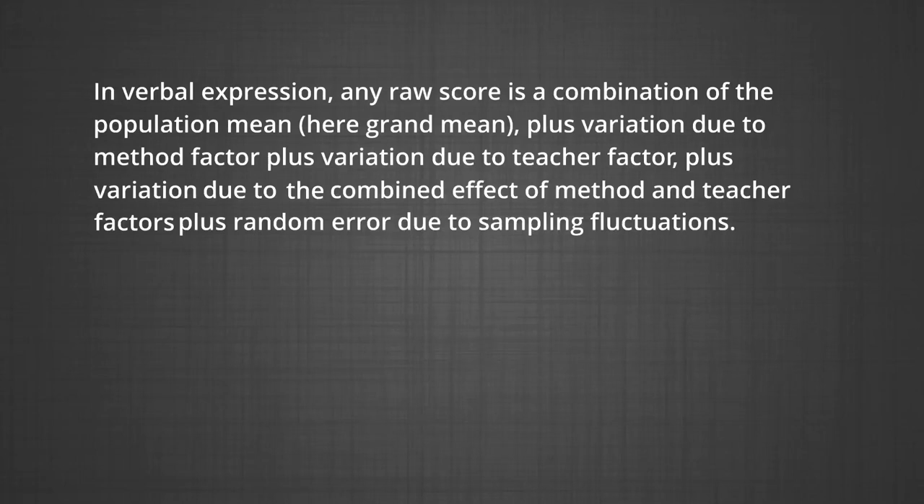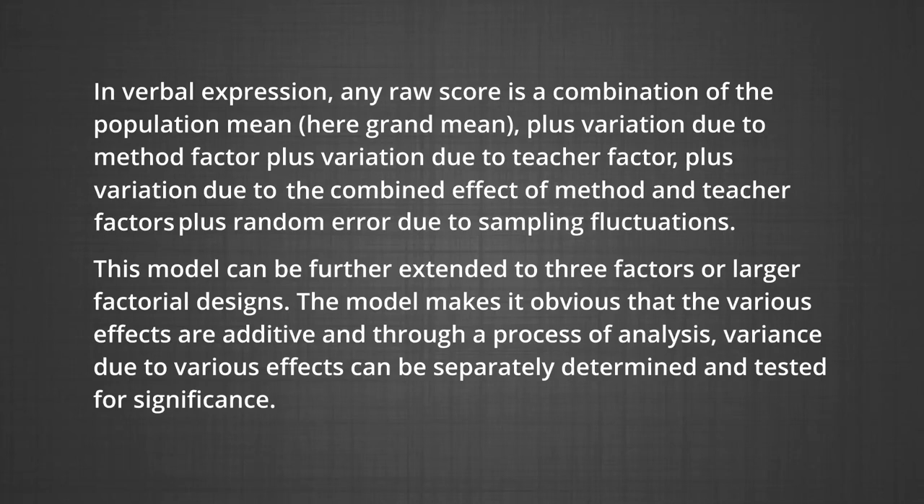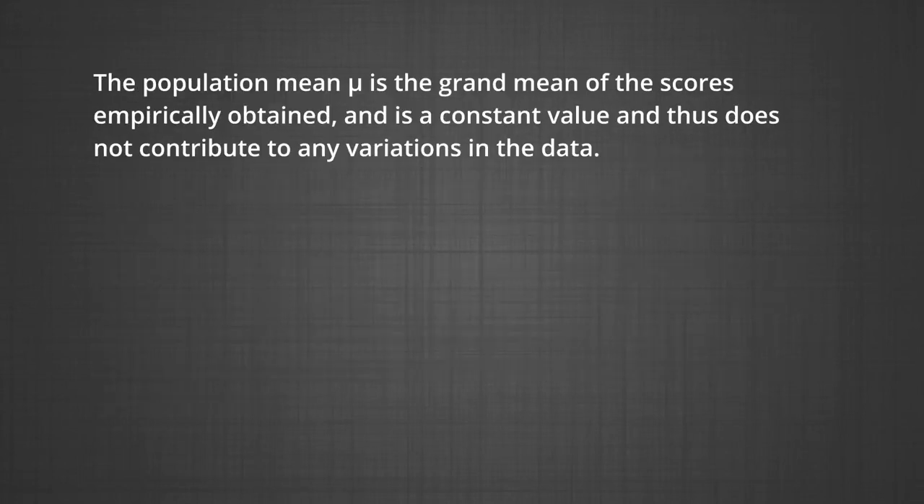In verbal expression, any raw score is a combination of the population mean, here the grand mean, plus variation due to the method factor, plus variation due to the teacher factor, plus variation due to the combined effect of method and teacher factors, plus random error due to sampling fluctuations. This model can be further extended to three factors or larger factorial designs. The model makes it obvious that the various effects are additive, and through a process of analysis, variance due to various factors can be separated, determined, and tested for significance. The population mean, mu, is the grand mean of the scores empirically obtained and is a constant value, and thus does not contribute to any variation in the data.